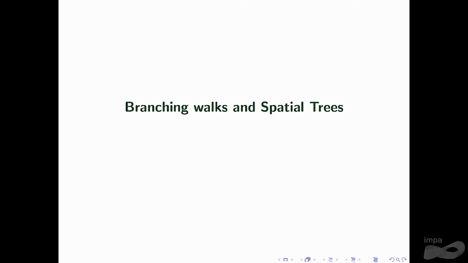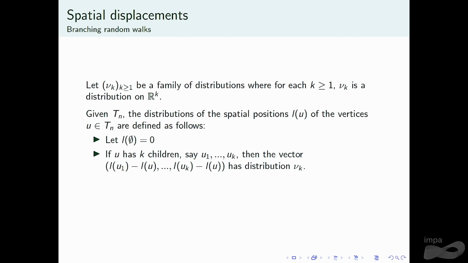This next section will be more about branching walks and spatial trees. This is a bit notation heavy, but I promise some pictures are coming soon. Essentially, we want to think about a family of distributions which tell us how vertices are displaced from their parent if a parent has k children. Here, this μ_k is a distribution on R^k, and given our tree, I'm going to assign spatial positions to the vertices.